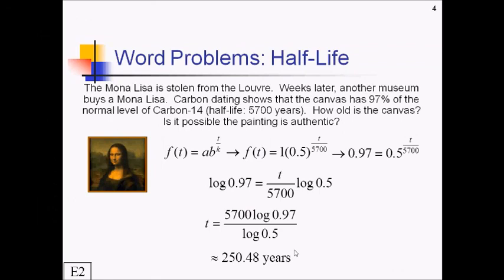So is it possible that this painting is authentic? Well, 250 is pretty old, but is it old enough to be the real Mona Lisa? You might know that the Mona Lisa was painted by Leonardo da Vinci, who lived roughly 500 years ago. So this is not quite old enough to be the real thing. Almost certainly it is a fake. Now, even if this were over 500 years old, it might have just been something one of Leonardo da Vinci's contemporaries copied from him. It still could be a fake, but this is definitely a fake.